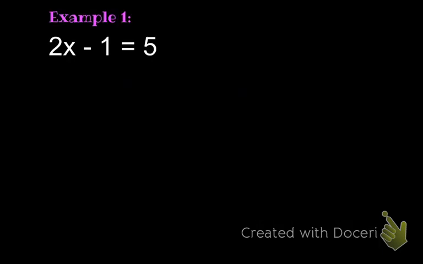All right, guys, here's our first example. In your notebook, jot down 2x minus 1 equals 5. The first thing I like to do is draw in these little lines here. They help me keep the equal sign lined up, so I know what work I'm doing on the left side of the equal sign and what work I'm doing on the right side. I'm going to encourage you to draw those lines as well.